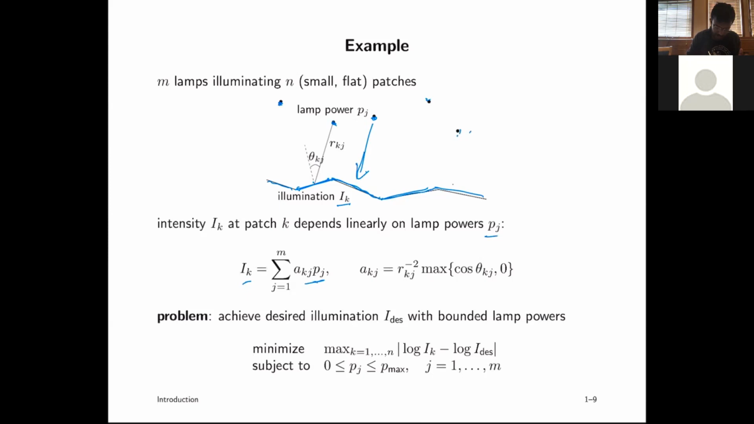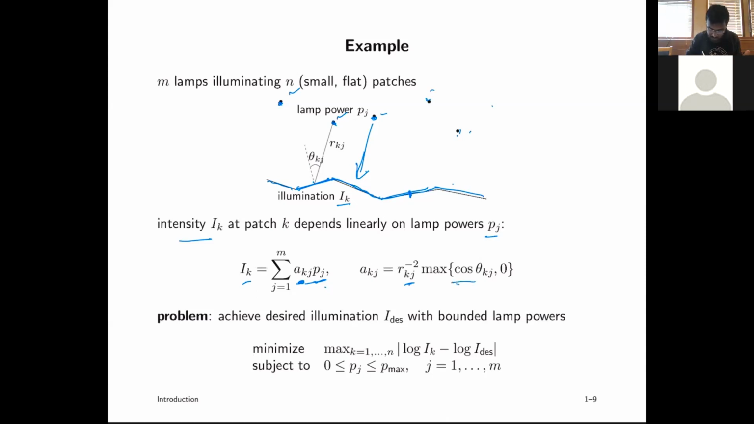Pj is the lamp power. So this intensity I is defined as the sum of some scaling constant A times Pj. For a particular patch, I consider the power from all the lamps because it's hitting directly, right? And how is this constant defined? It is inversely proportional to the square of the distance. That is obvious, right? As the distance is higher, the illumination is less.